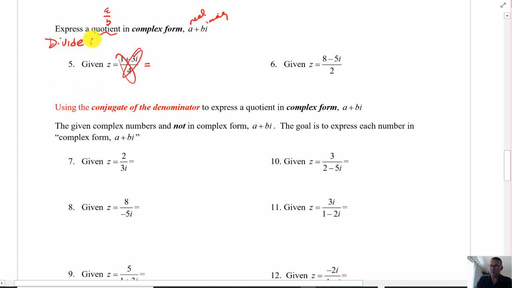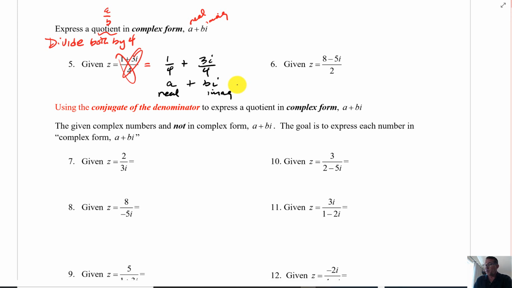Divide both by 4. That's the key concept here. And so you get 1 divided by 4 plus 3i divided by 4. My friends, that is in complex form, a plus bi. So a is 1/4, that's the real part. The imaginary part is 3/4 i, so b is 3/4. And that's all there is to it. Same thing here. You're going to take both the real and the imaginary parts from 8 minus 5i and divide them both by 2.